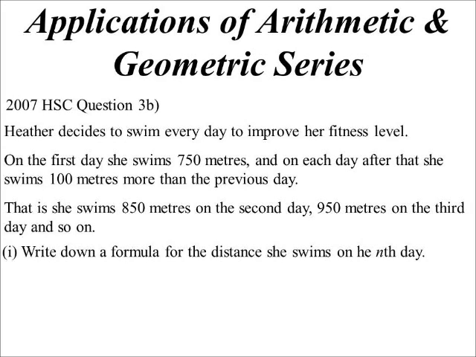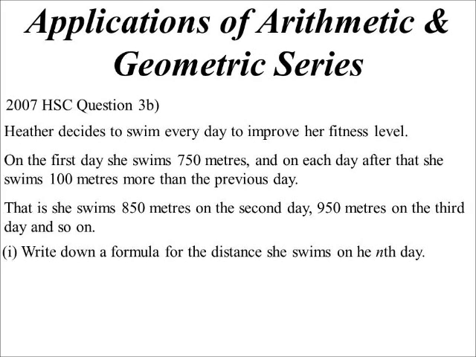On her first day, she's going to swim 750, and then each day after that, add an extra 100 metres on. Very ambitious. So in other words, she'll swim 850 on the second day, 950 on the third, and so on. So they're spelling everything out in the HSC. The first question that they've asked is, write down a formula for the distance she swims on the nth day.